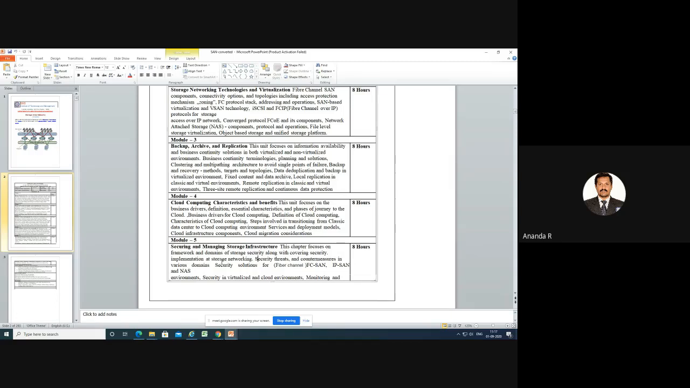So this module is focused on the framework and domains of storage security, along with converging securities, implementation at storage and networking, then security threats. What are the security threats and countermeasures in various domains? Then the security solutions for our FC SAN, IP SAN, and NAS. All these things we're going to discuss in module number 5.